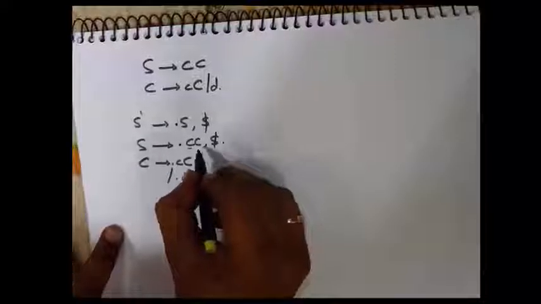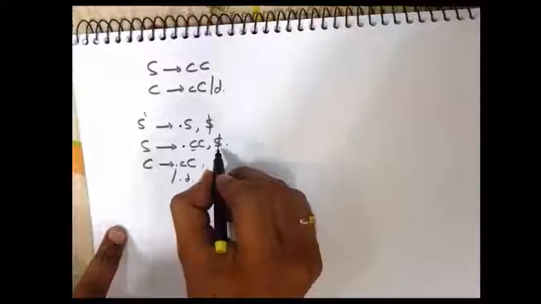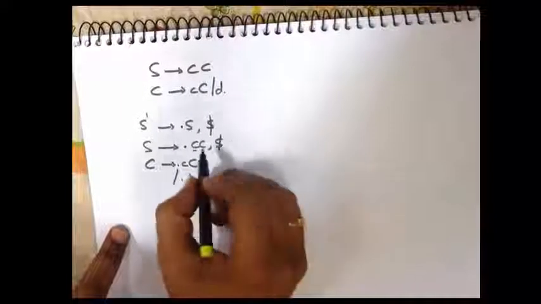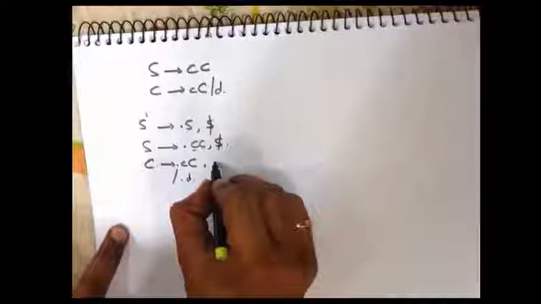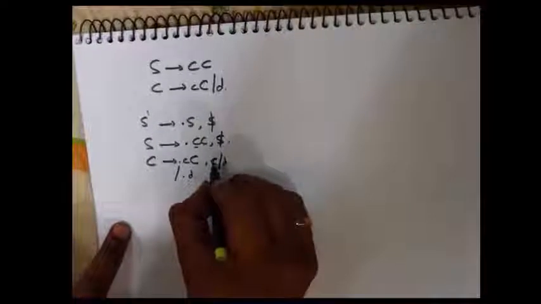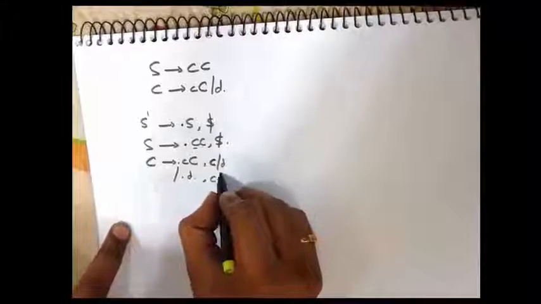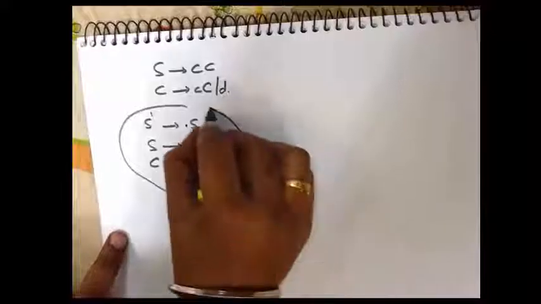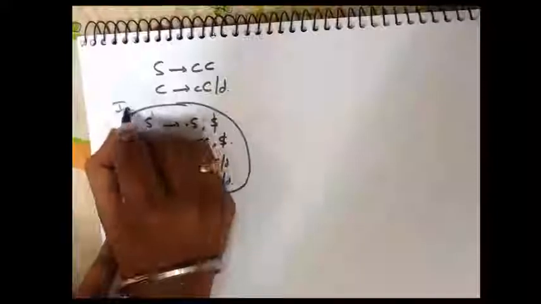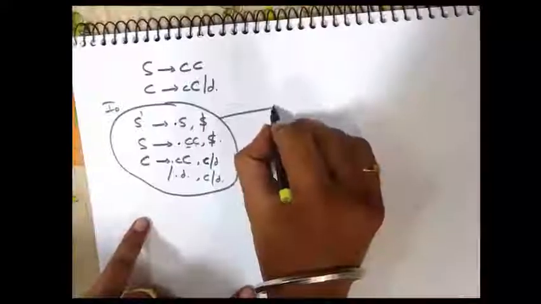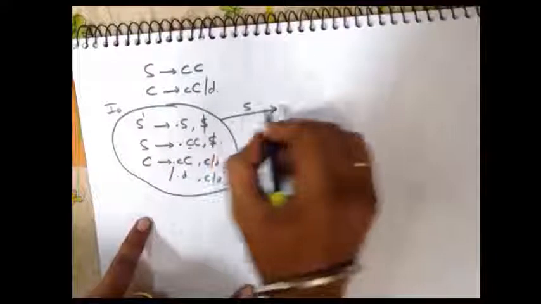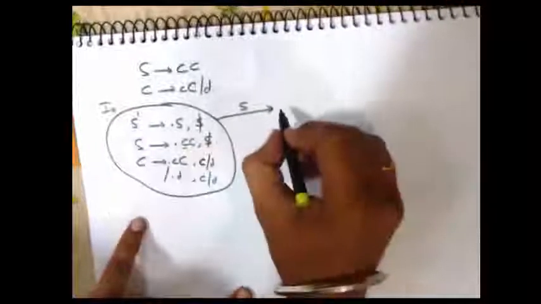Now the look ahead of this expression would be the first of dollar, C comma dollar. The first of C comma dollar is obviously C or D, which is small c, and here also the same C or D. Now this is the first state, let us name it as I naught.